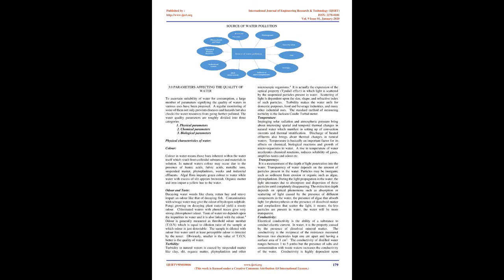In natural waters, color may occur due to the presence of humic acids, fulvic acids, metallic ions, suspended matter, phytoplankton, weeds, and industrial effluents. Algal flora imparts green color to water, while water with excess of silt appears brownish. Organic matter and iron impart a yellow hue to the water. Odor and taste. Decaying water weeds like chara, rotten hay, and scum impart an odor like that of decaying fish.